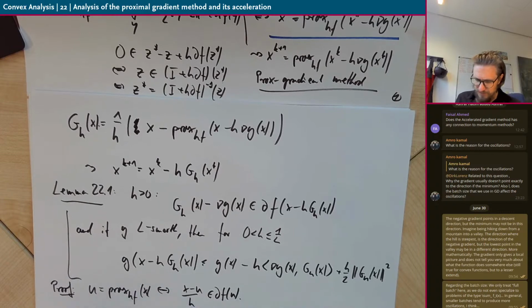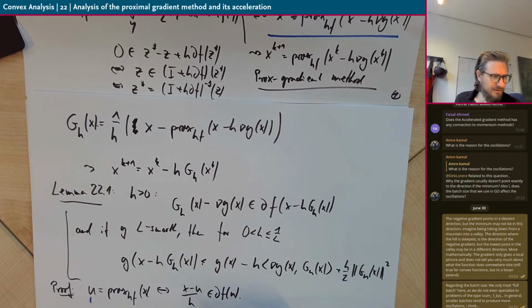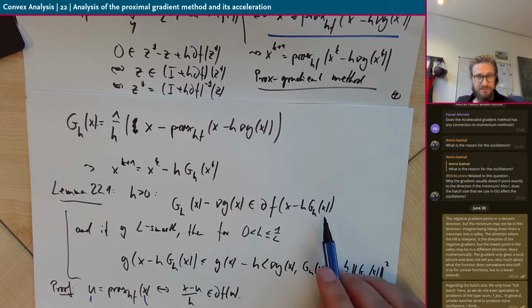So if we replace u by x minus h gh of x, with 1 over h, and as x we use x minus h gradient g of x, then this inclusion here exactly gives that one.